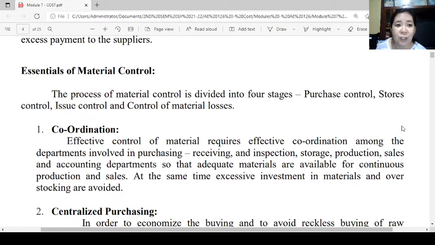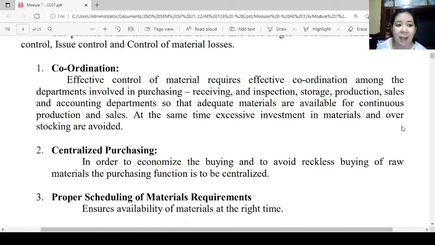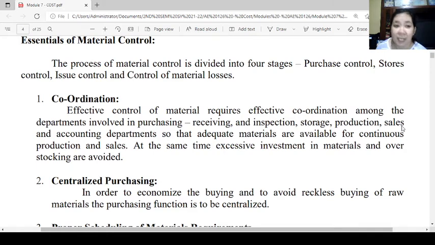So what are the essentials of material control? The process of material control is divided into 4 stages. We have the purchase control, stores control, issue control, and control of material losses. Basically, we have to include here coordination, meaning the entity should have an effective control of material, because it requires effective coordination among the departments involved in purchasing. They are the receiving, inspection, storage, production, sales, and accounting departments, so that adequate materials are available for continuous production and sales.